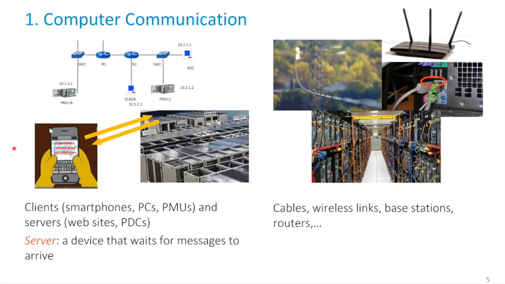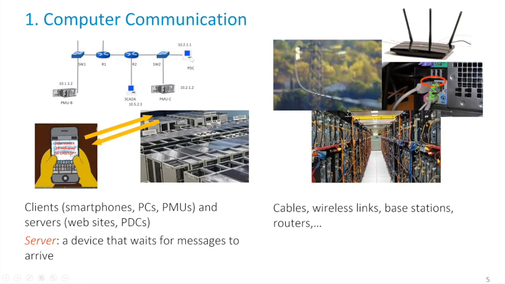But for this to work, we need to interconnect all those devices, clients and servers, through an infrastructure, which is the network itself. So it has cables, Ethernet cables or USB cables for things like PMU, sometimes wireless links for things like your smartphone or your PC that's connected over Wi-Fi, base stations, and all those things are interconnected by routers. For example, PMUs are typically connected via Ethernet cables to Ethernet switches that are connected to routers that are connected to other devices like the PDC.